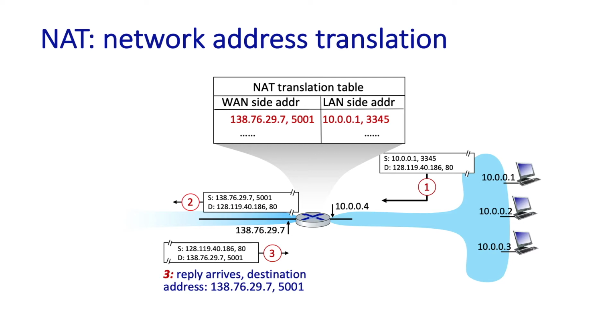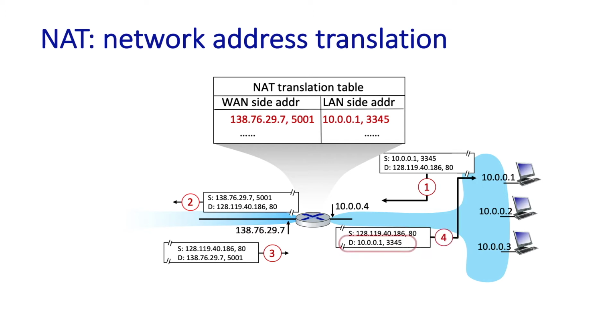When the datagram arrives, the router indexes into the NAT table using the destination IP address and destination port number to obtain the local IP address 10.0.0.1 and the local destination port number 3345 for the host and the process on that host in the home network. The router then rewrites the datagram's destination address and destination port number, and in step 4 forwards the datagram into the home network.